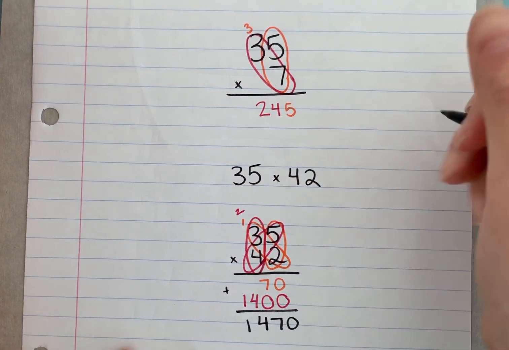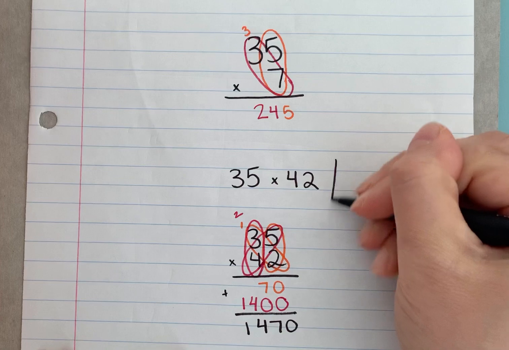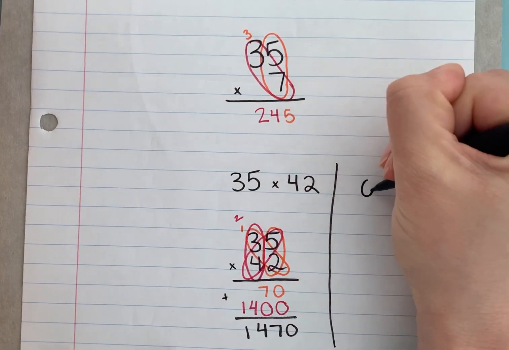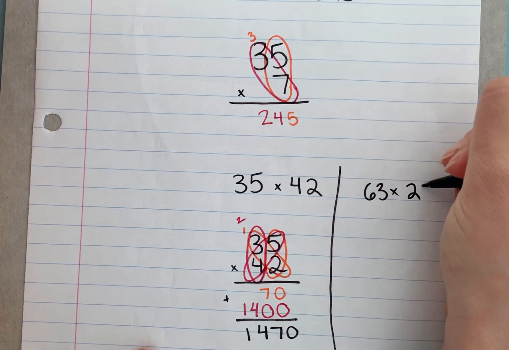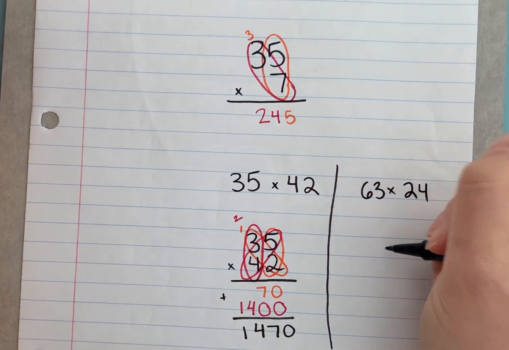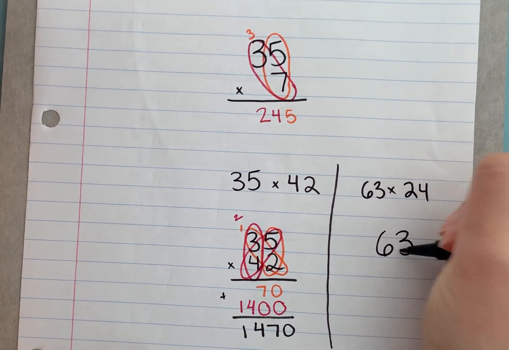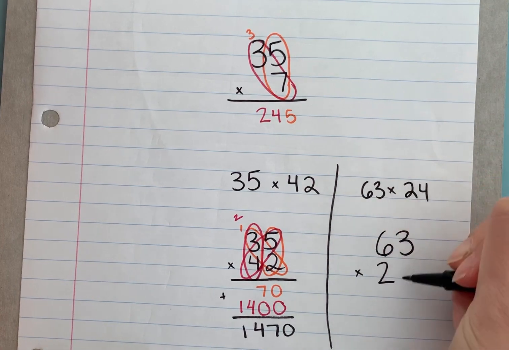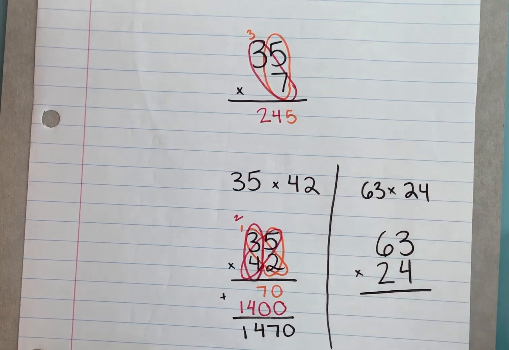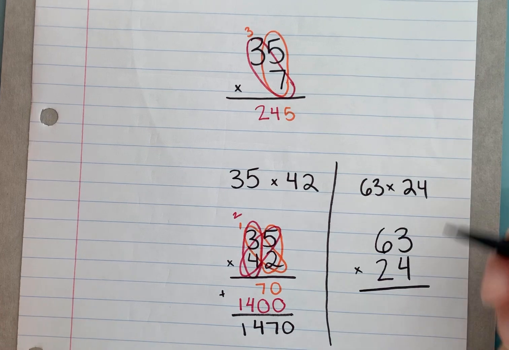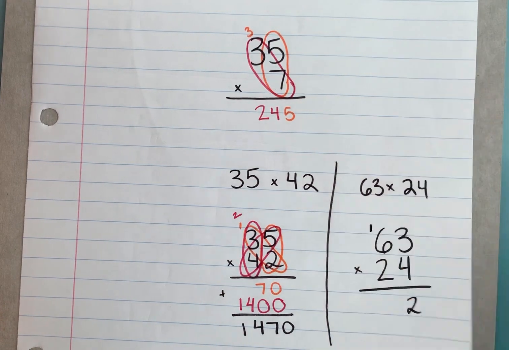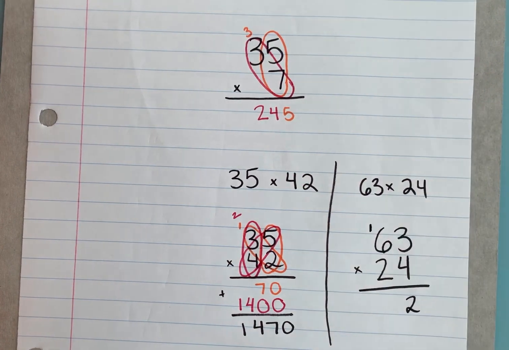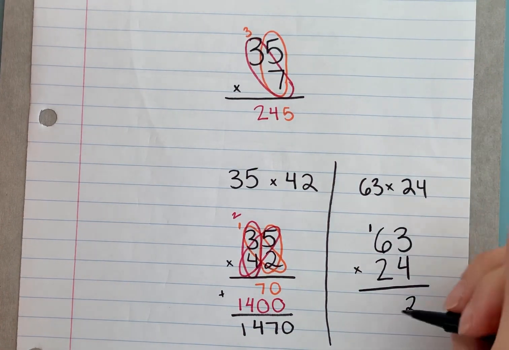Let's do another one just to make sure. Let's do 63 times 24. Okay, set it up. 63 times 24. Won't use our colors, but we'll make sure to do it correctly. 4 times 3, I know that's 12. Carry my 1. 4 times 6, I know that's 24. Plus 1, 25.